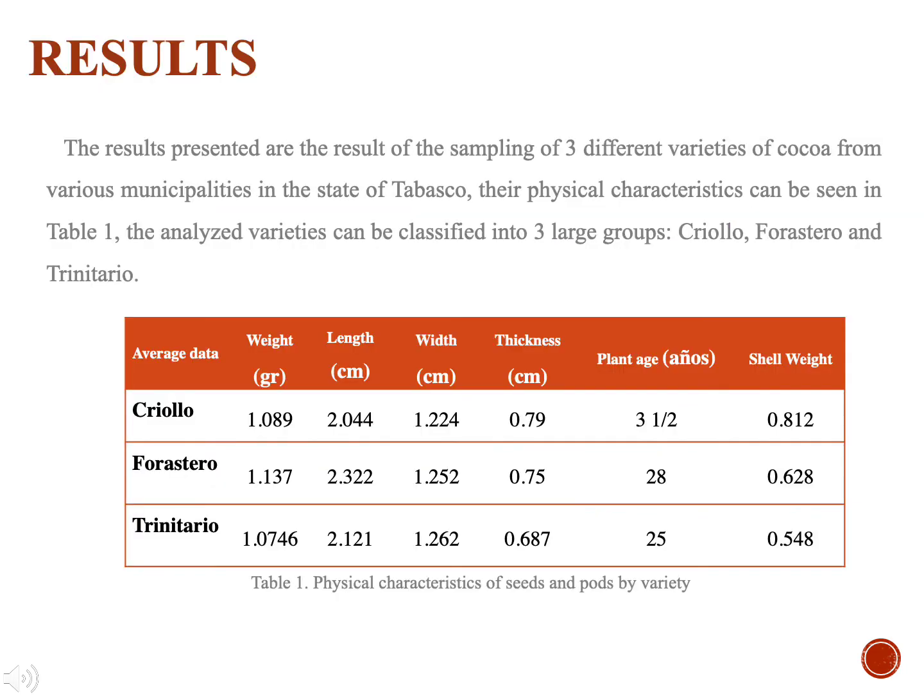Results. The results presented are from the sampling of three different varieties from various municipalities in the state of Tabasco. Their physical characteristics can be seen in Table 1. The analyzed varieties can be classified into three large groups: Criollo, Forastero, and Trinitario.